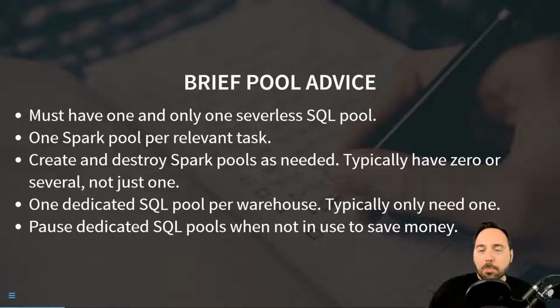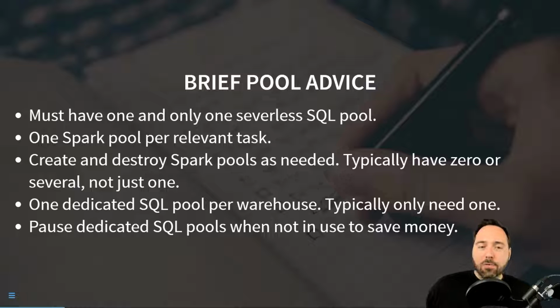Create one Spark pool per relevant task. If you have some sort of data cleansing operation, have a Spark pool for it. If you have some sort of machine learning operation, create a separate Spark pool. Spark pools are cattle, they are not pets. They are intended to be spun up, they do their work, and you destroy them. Next time you need one, spin up a new one. So you typically don't have just one of these because, well, they're easy to destroy and recreate.